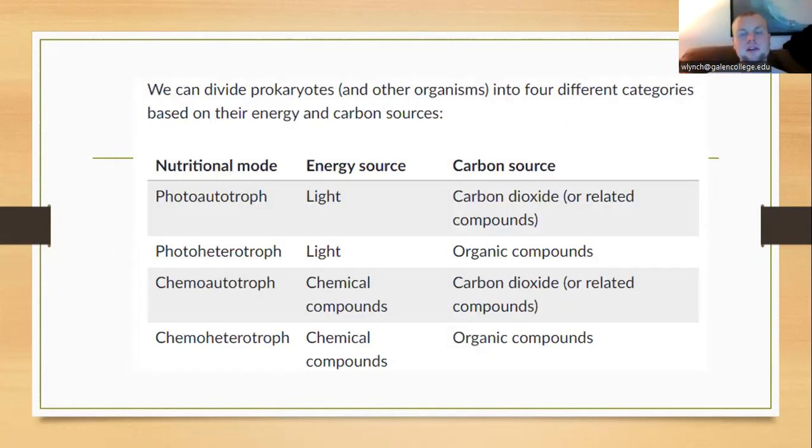So dividing our prokaryotes here into 4 different categories. Photoautotroph is going to use light energy. Carbon source is carbon dioxide. Photoheterotroph is going to use light energy and get a carbon source from organic compounds. Chemoautotroph is going to use chemical compounds for energy, and it's going to get its carbon from carbon dioxide. Chemoheterotroph is going to get its energy from chemical compounds, and the carbon source is organic compounds.